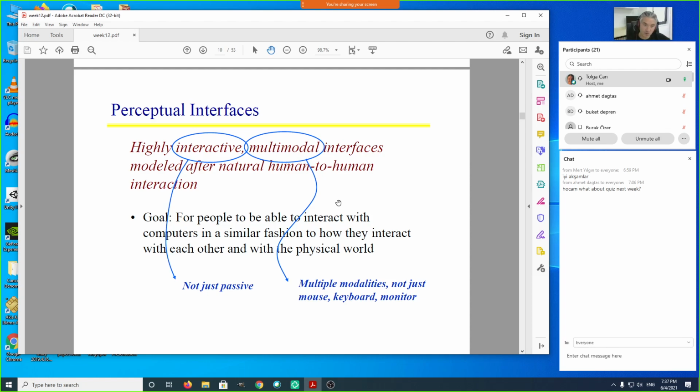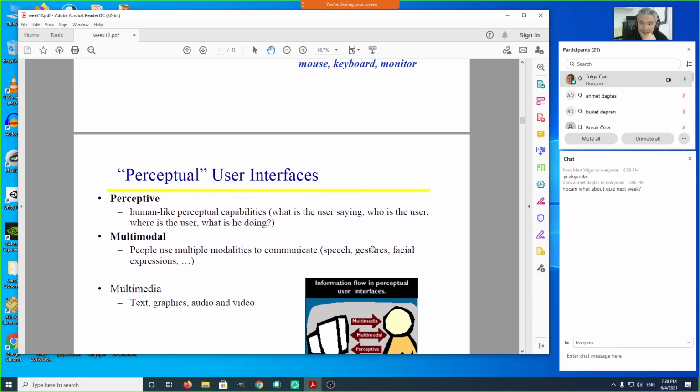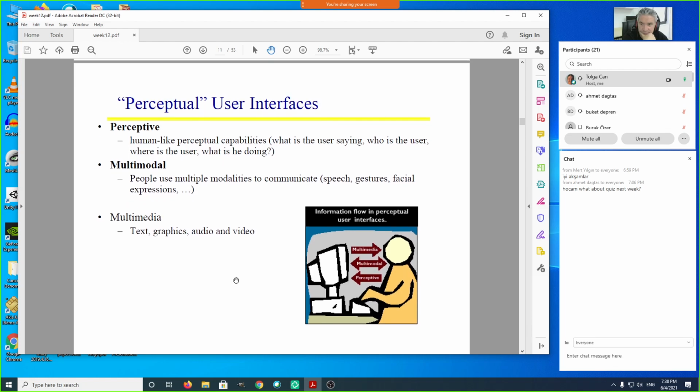When you just sit in your chair in your office, they automatically respond to this event that happens in the physical world, which means that they're always aware of their environments. They're not just passive. And multiple modalities means that they use multiple information channels simultaneously. It's not just mouse, keyboard, or the monitor. They're perceptive. They have human-like capabilities.